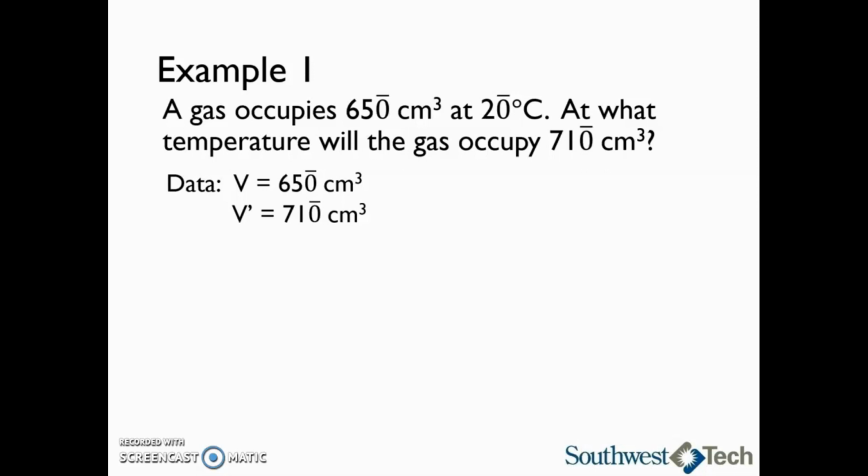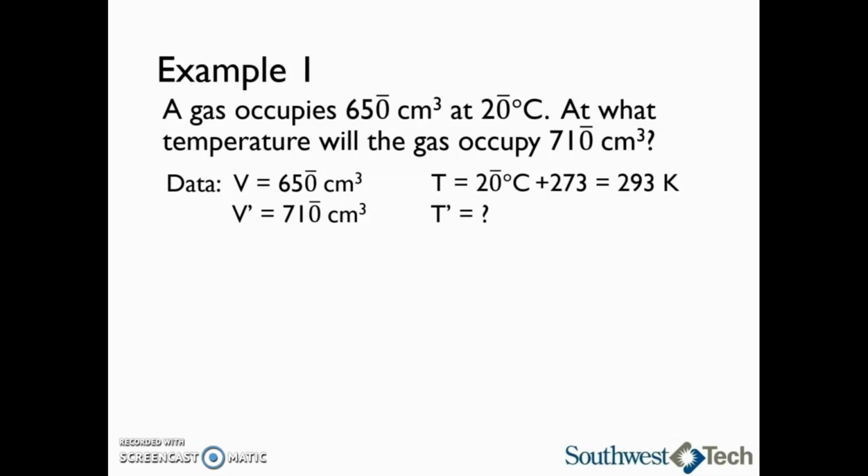The original temperature, T, is 20 degrees Celsius. However, we need to use the absolute temperature, so that means we will need to convert to Kelvin. To do that, we will add 273 to the 20 degrees Celsius and end up with 293 Kelvin. We are trying to find the new temperature, T prime.